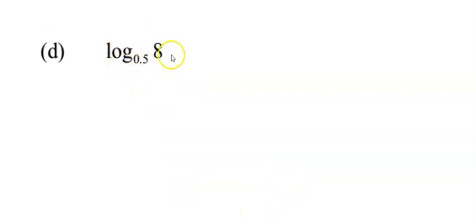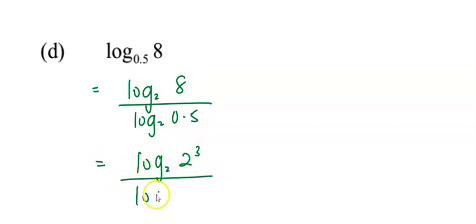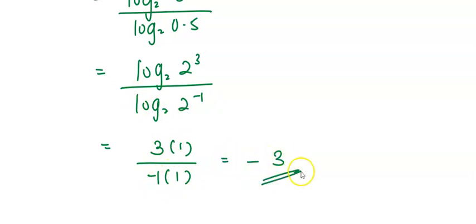For this question, 8 and 0.5 can both be changed to the base of 2. So I choose to have a log base of 2. I change the base into base 2, with log 8 on top and log 0.5 below. 8 can be written as 2 to the power of 3, and 0.5 is written as 2 to the power of -1. Now we apply the third law of log. Bring the 3 to the front. I got 3 multiplied by log 2 to the base of 2, which is equivalent to 1, over the -1 brought to the front, multiplied by log 2 to the base of 2, which is equal to 1. Finally, we got -3.